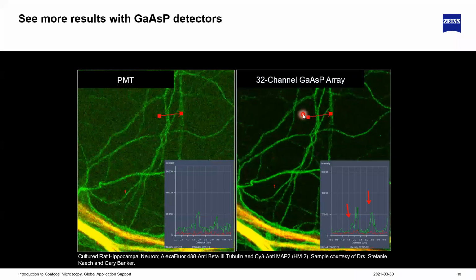What does it mean in real life? Well, if I now take an image with my multi-alkali PMT and compare it with my gas detector, you can see clearly from these two examples that the image on the left has much more background. And even if I draw a profile line over the same piece of the sample, you can see very clearly that the signal to noise ratio using the gas detector is much higher compared to the multi-alkali PMT.